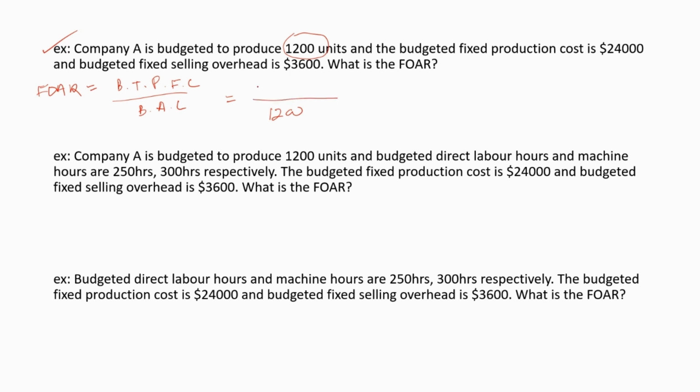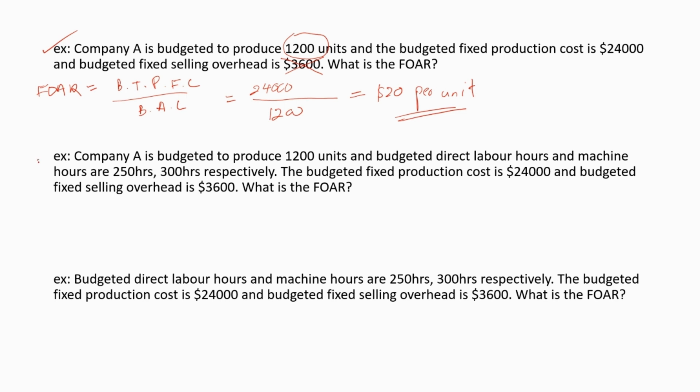So what is the budgeted total fixed production cost? Is it 24,000 plus 3,600? No, it is not. This 3,600 is not a production cost. This is a non-production cost. So we do not use the budgeted fixed selling overhead in this calculation. So the FOAR is equal to $20 per unit.